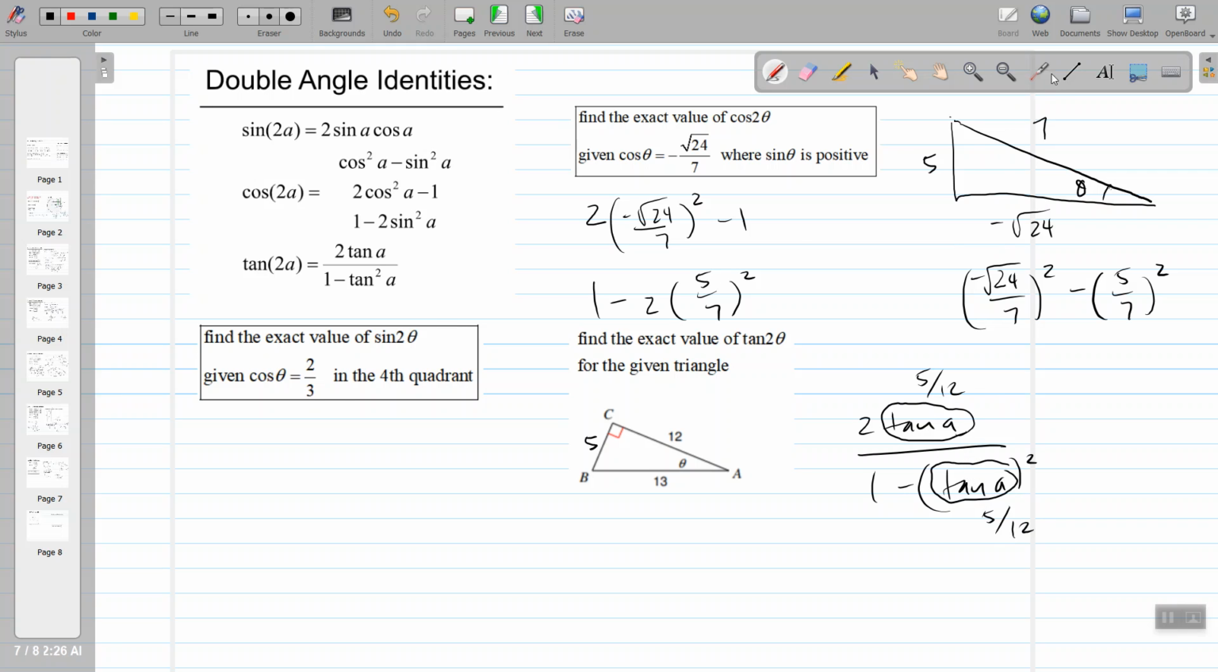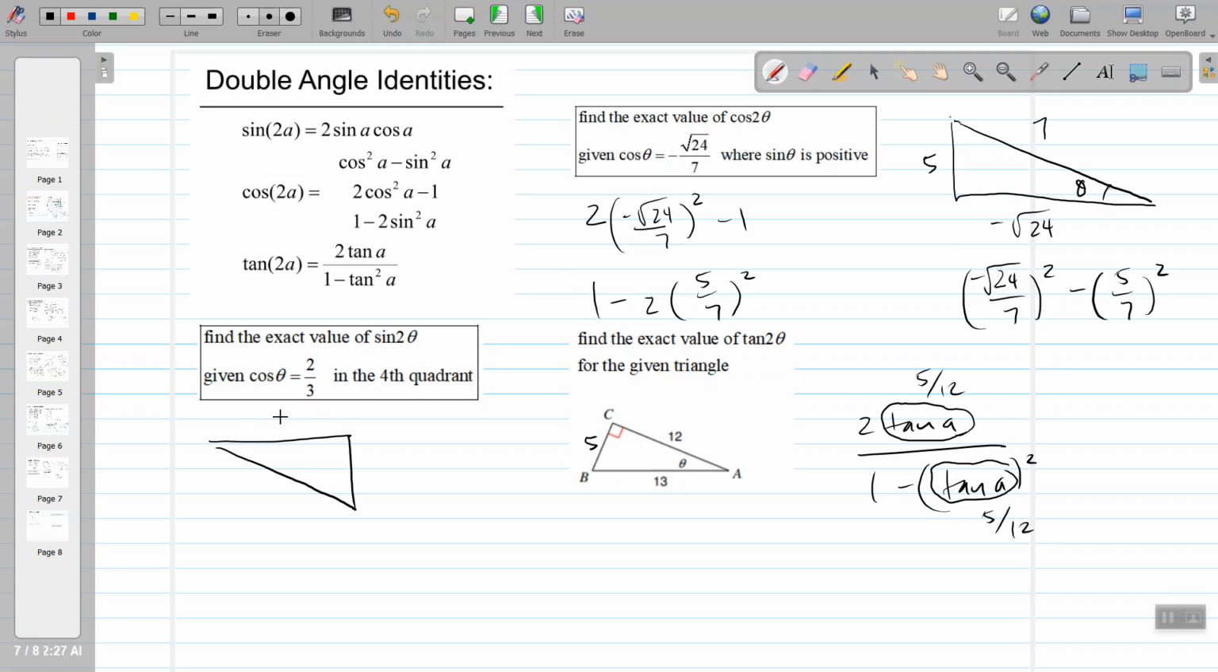And then lastly, we've got this situation over here. It says find the exact value of sine 2 theta given cosine theta is equal to 2 over 3 in the fourth quadrant. So again, we go to our sine formula, that's this guy, that requires us to have sine and cosine. So in this case, you might as well draw the triangle because you're going to need it. Since we only have cosine, we need to figure out what sine is. So based on this picture, knowing it's in the fourth quadrant, that means it's got to look like this.